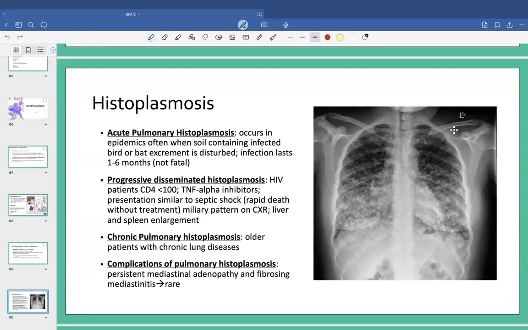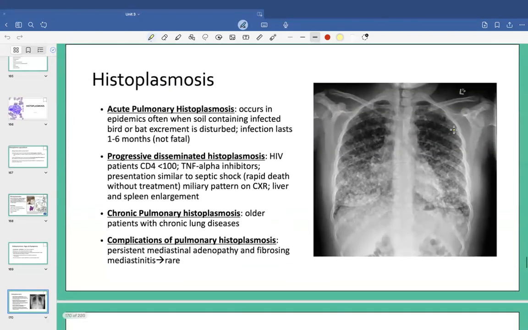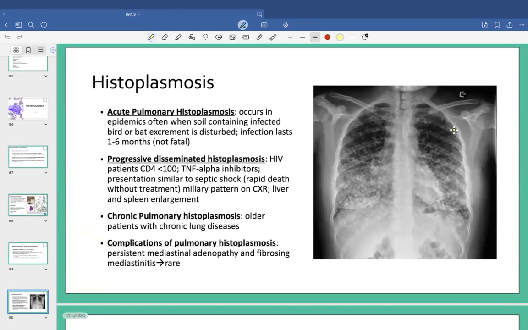And lastly, complications. The last form is complications of pulmonary histoplasmosis. These patients have persistently enlarged mediastinal lymph nodes and fibrosing mediastinitis. Mediastinitis occurs due to excessive fibrotic response to the infection, and it can change your vascular structure. This is rare, rare, rare.